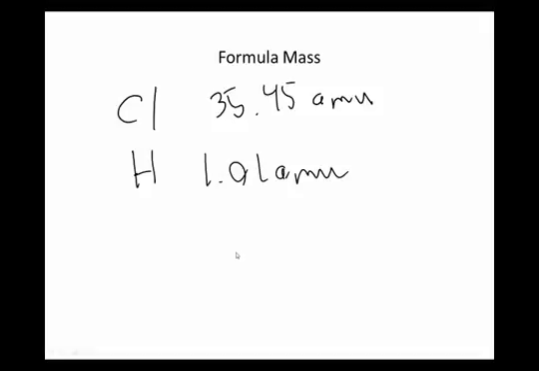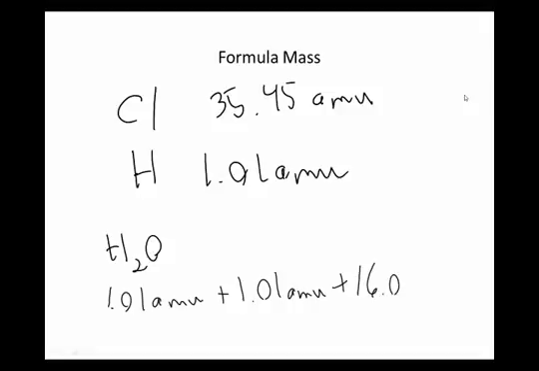Now imagine I wanted to know the average mass of a molecule of water. Water has the formula H2O. A single molecule is made up of 2 hydrogen atoms and 1 oxygen atom. So I can just add up the masses: 1.01 AMU plus 1.01 AMU plus 16 AMU for oxygen, which gives me 18.02 AMU. That is the average mass of a molecule of water. We call this the molecular or the formula mass.